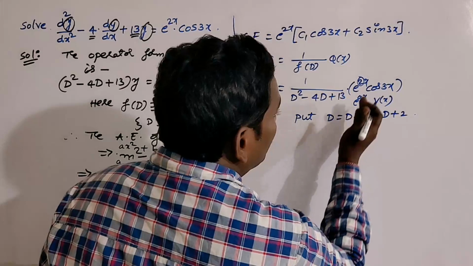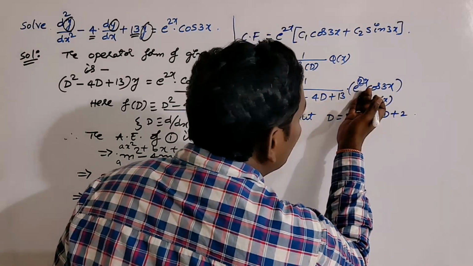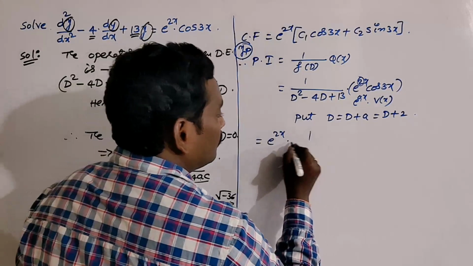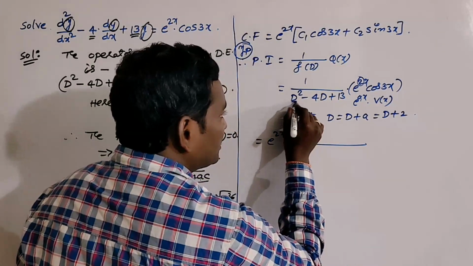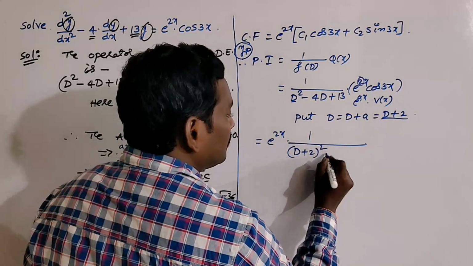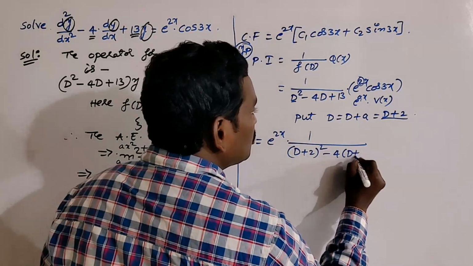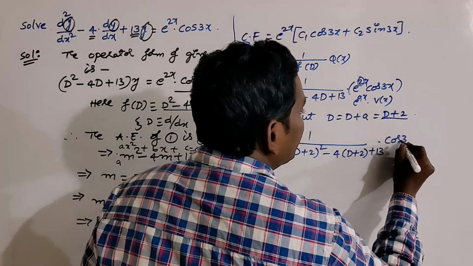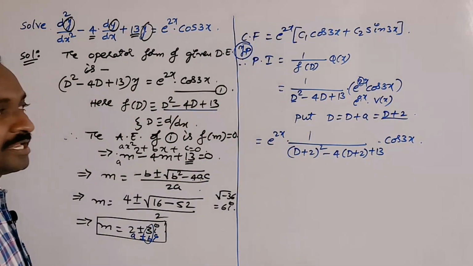At the same time, take this exponential term to outside. So you will get e power 2x into 1 by, replace D by D plus 2: (D plus 2) whole square minus 4 times of (D plus 2) plus 13, into cos 3x.